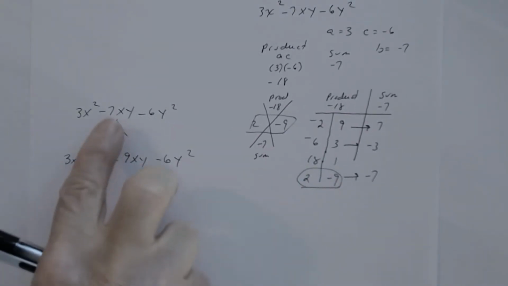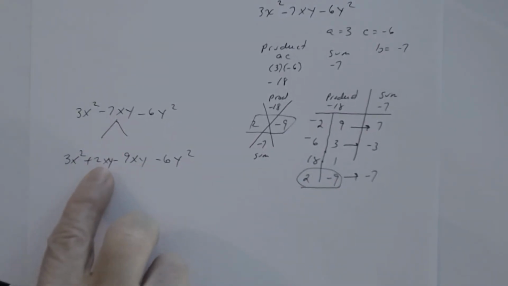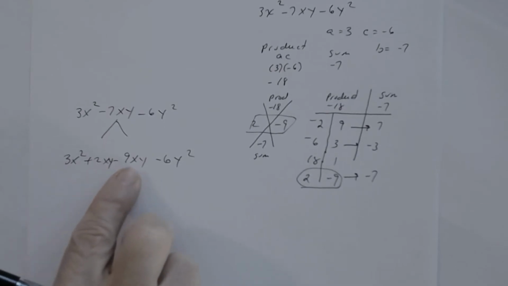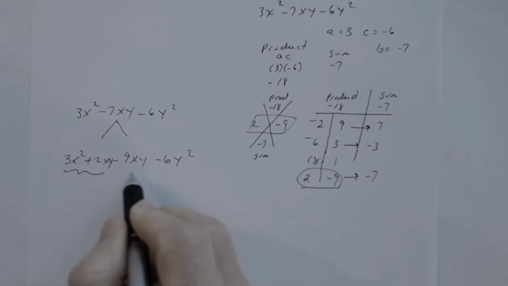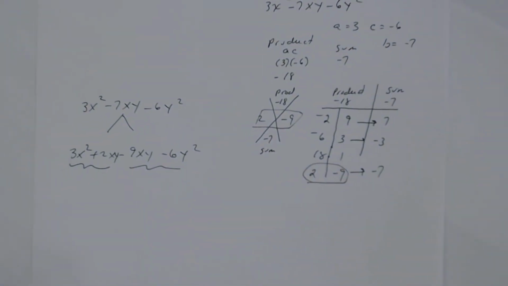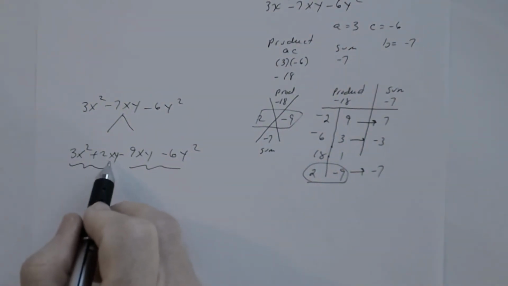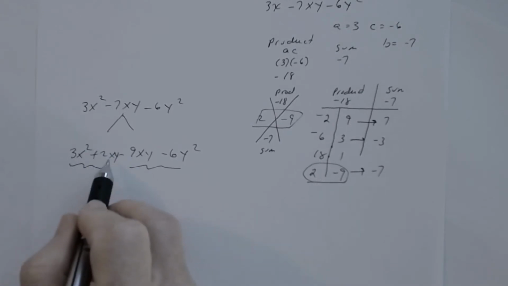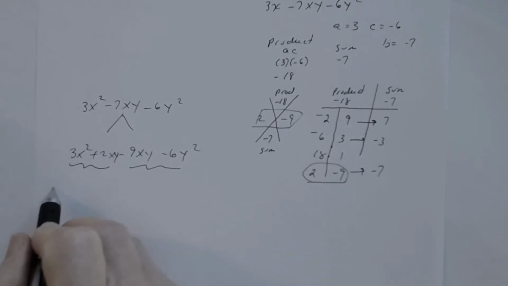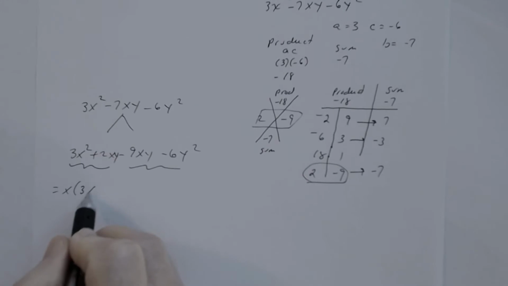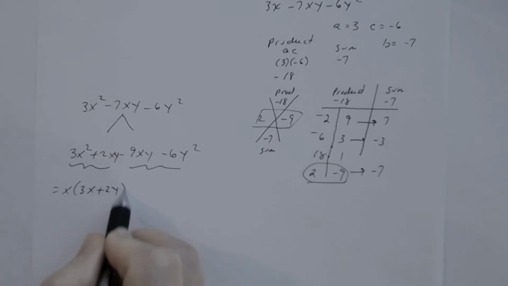And then when you add them up, you get this back. So notice positive 2xy and a negative 9xy is a negative 7xy. Now I'm going to use grouping on this. So in the first group, it looks like I can factor out an x. So I get x times 3x plus 2y.